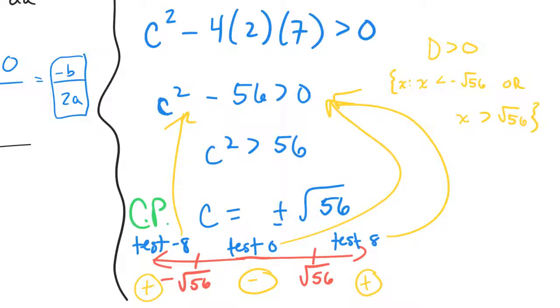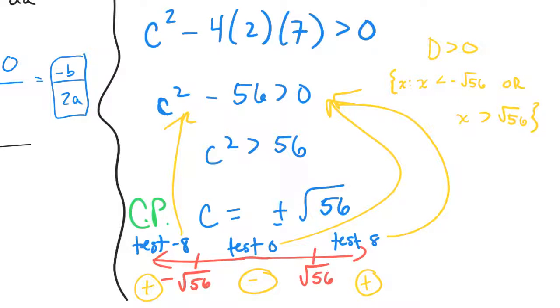What about when I want to know when there are imaginary roots? When there are imaginary roots, what should the discriminant be? Less than zero. Yes, and that's this region right here. From negative root 56 to positive root 56, any value of C in there will give you a discriminant that is less than 0. So C is a number like 1, 2, 3. Those all fall in that range. Any of those numbers for C would give you a graph that would not have any x-intercepts, because the discriminant would be less than 0, or the roots would be imaginary.